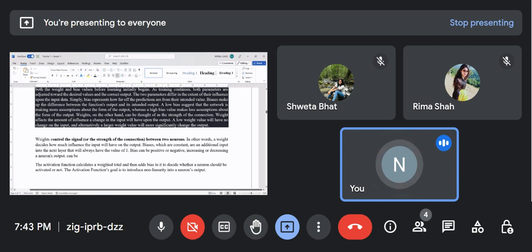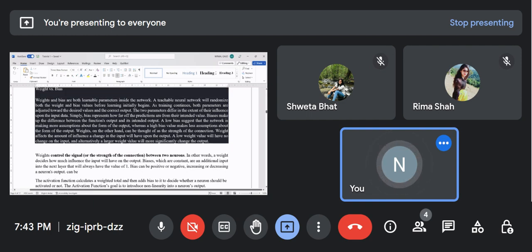That is why here it has been defined: weight controls the signal or the strength of the connection between the two neurons. How we are going to transfer the data from one neuron to another neuron depends upon your weights. Initially we get started with some assigned weights, and when your model gets trained, automatic adjustments keep on being made to the weights. For both weights and the bias, these both are parameters.